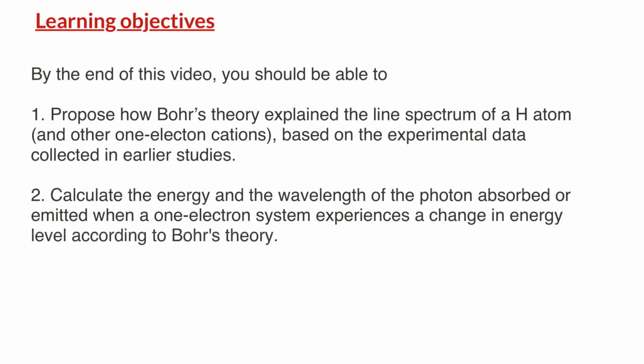By the end of this video, you should be able to: 1. Propose how Bohr's theory explained the line spectrum of a hydrogen atom based on the experimental data collected in earlier studies. 2. Calculate the energy and the wavelength of the photon absorbed or emitted when a one-electron system experiences a change in energy level.